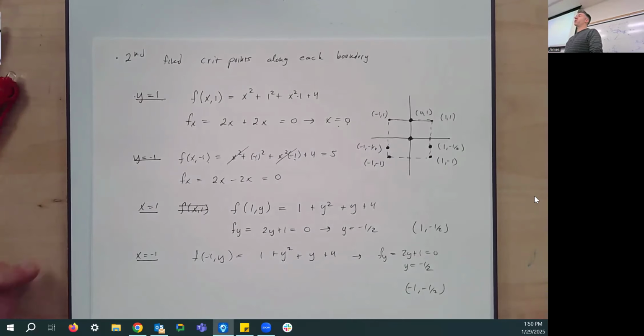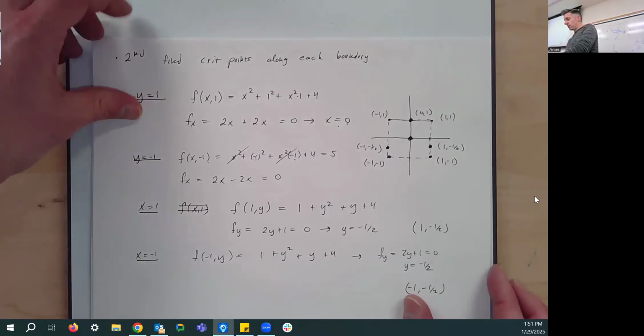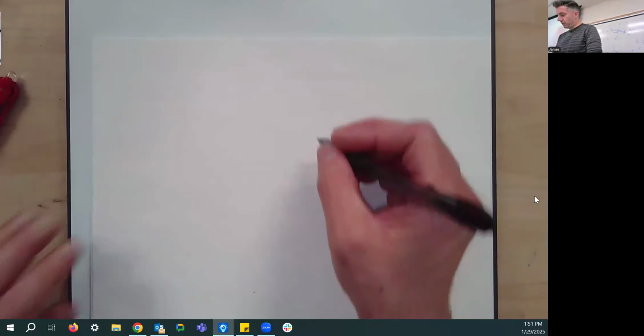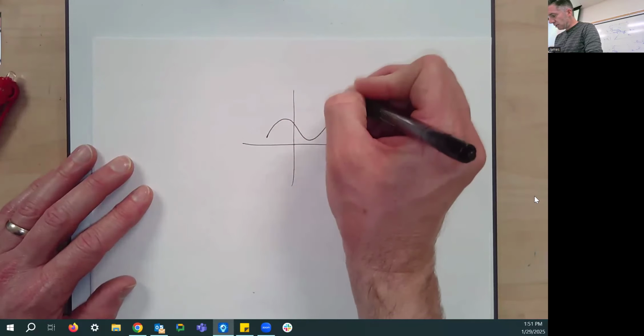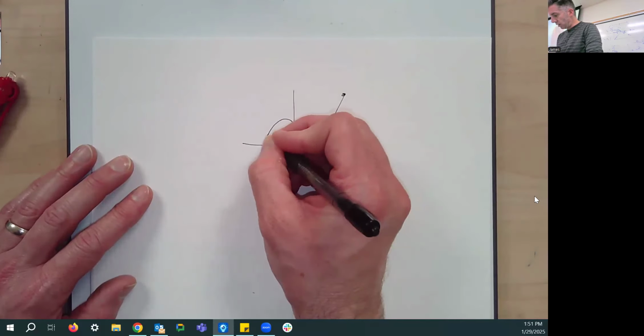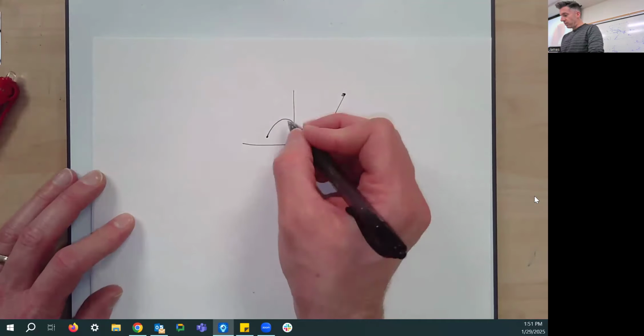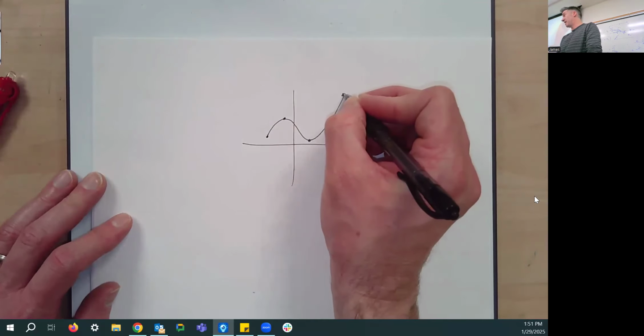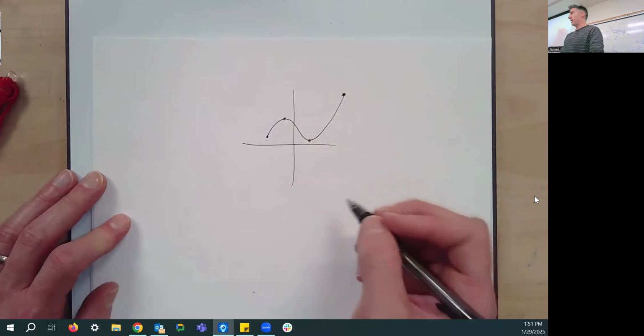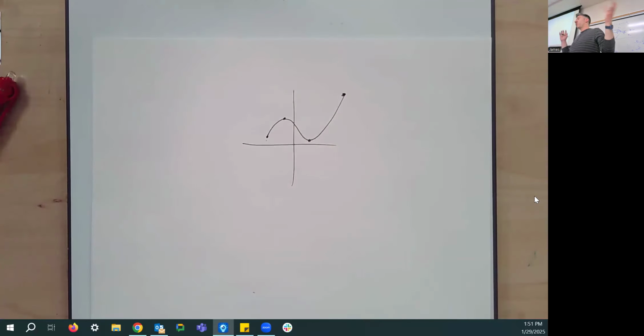Right, the corners are always candidates for being an absolute max or minimum, just like way back in 17A, if you had something that looked like this, and you did it on a closed interval, well, that could be an absolute maximum or an absolute minimum because it's the end. So you always have to check your ends, which are your corners in this case.